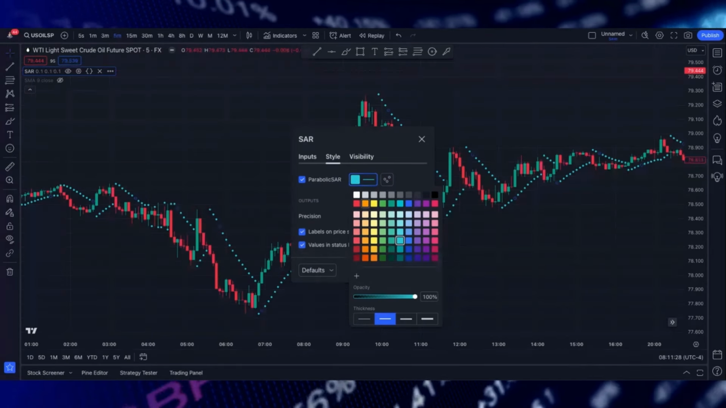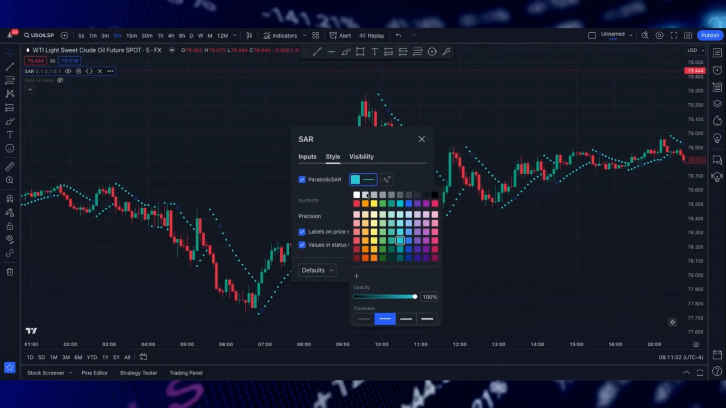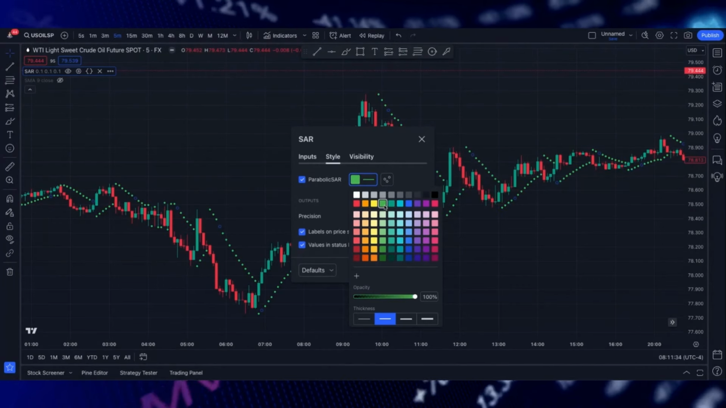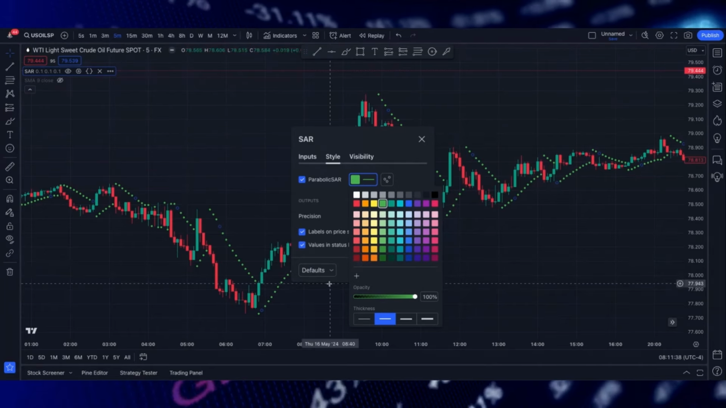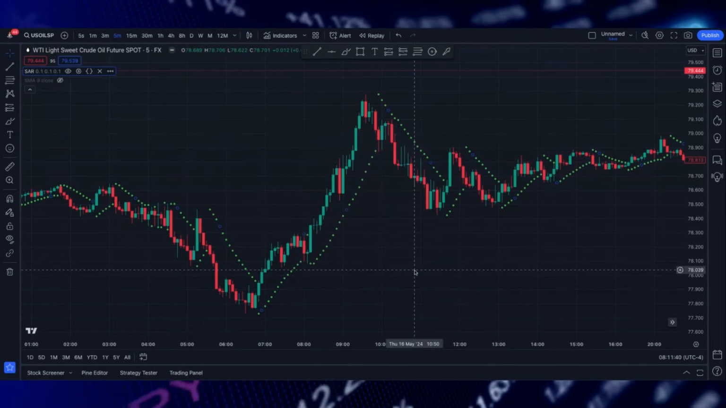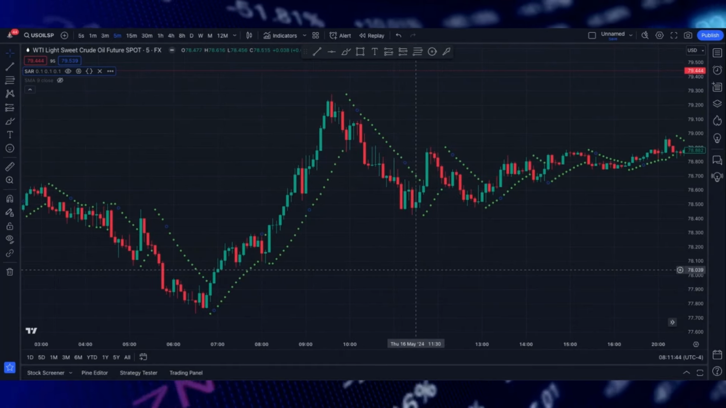Just because I'm working with a dark background, I'm going to go ahead and keep the SAR, and I'm actually going to change it to this green color that I like. When you have the settings that you want, you can click on OK. So now we have our fast-paced Parabolic SAR setting.